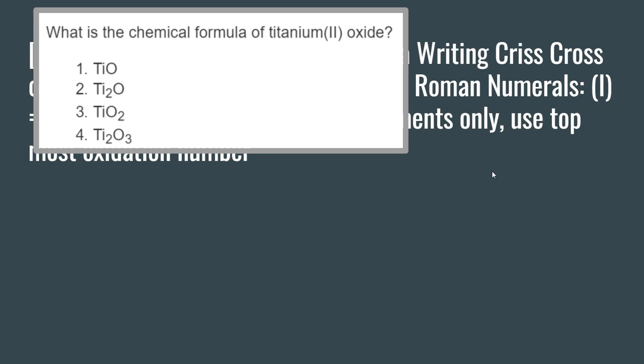What is the chemical formula of titanium 2 oxide? If you don't know the symbols for these elements, you can always rely on table S to find out their symbols. Then go to the periodic table and find out the oxidation states. The fact that titanium has a Roman numeral 2 written next to it means that the charge of titanium is +2 and the oxidation number of oxygen is -2. So we crisscross these values and we get Ti2O2. Now notice that this ratio can be simplified to form TiO. So the answer choice is 1.